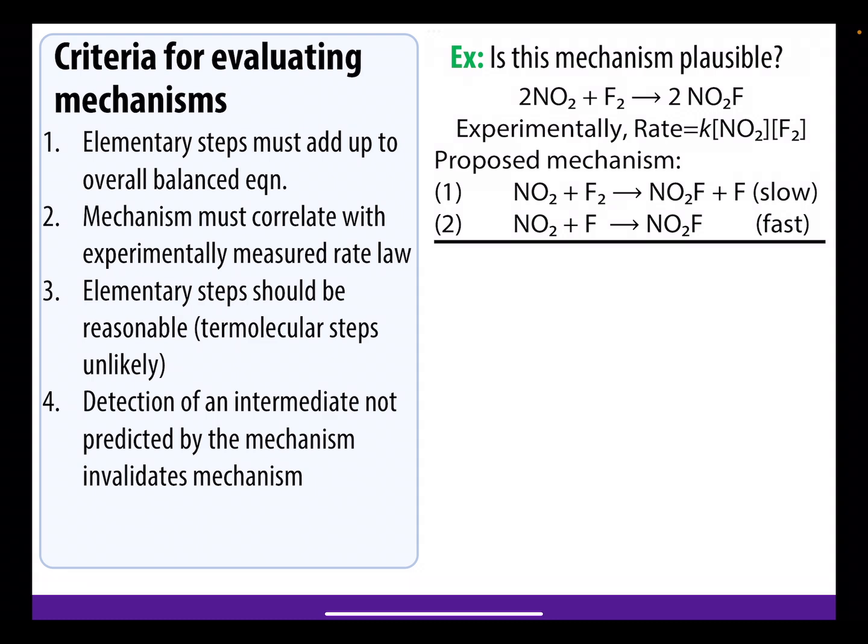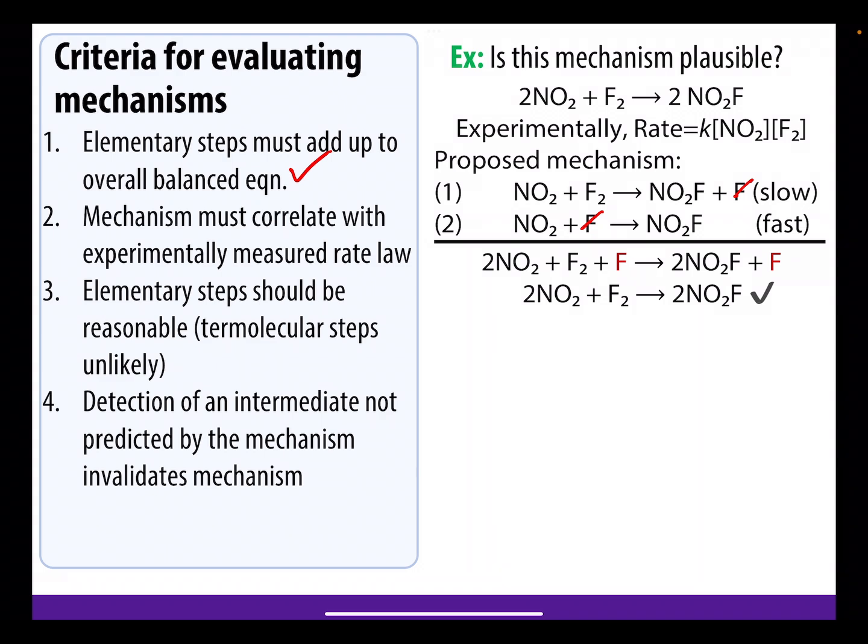Okay, the next example, we'll do another one, evaluating whether this mechanism is plausible. So first we have our proposed mechanism. NO2 plus F2 goes to NO2F plus F, and then NO2 plus F collide to make NO2F again. So first we can add those steps up. There's an F on each side, an F produced in step 1 and consumed in step 2. So that cancels out, and we do get the correct elementary steps adding up to the overall reaction.